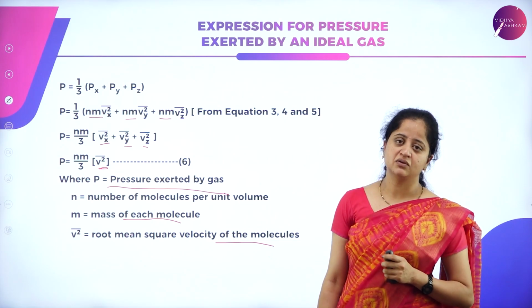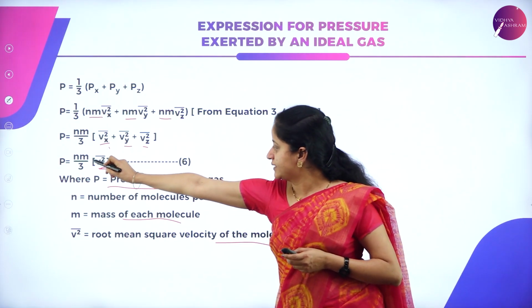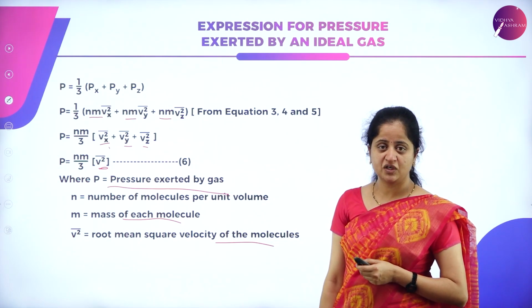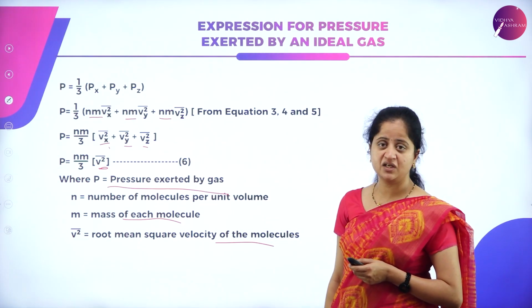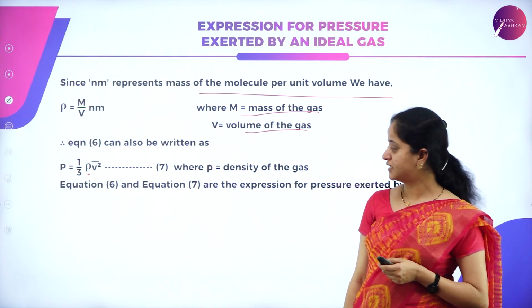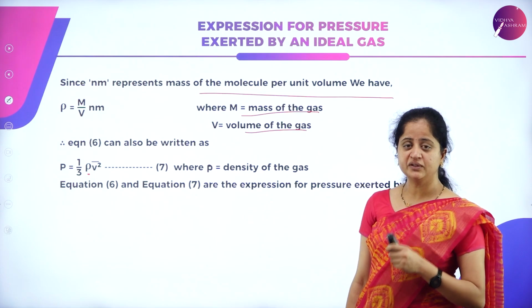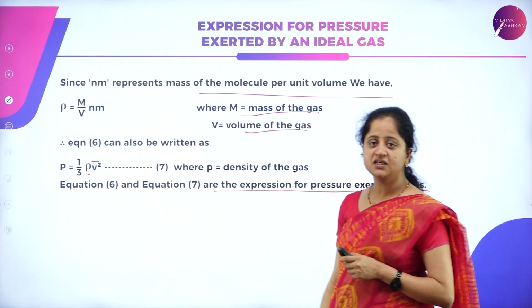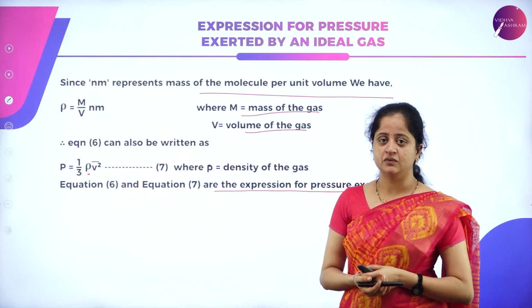So here we can observe equation 6 also represents the pressure exerted by a gas molecule, that is P is equal to nm by 3 into v square, and equation 7 is also nothing but the pressure exerted by the gas molecule. So both equation 6 and equation 7 are expressions for pressure exerted by gas molecules.